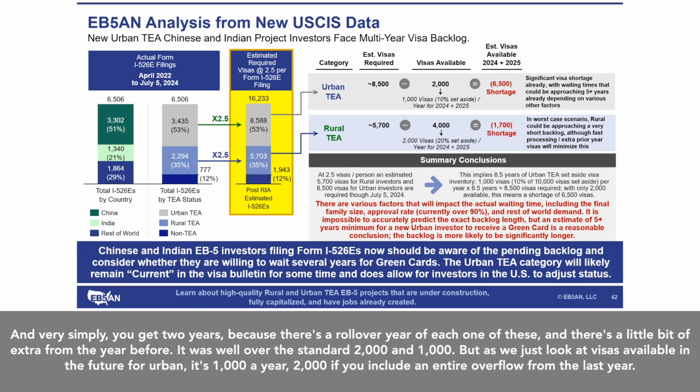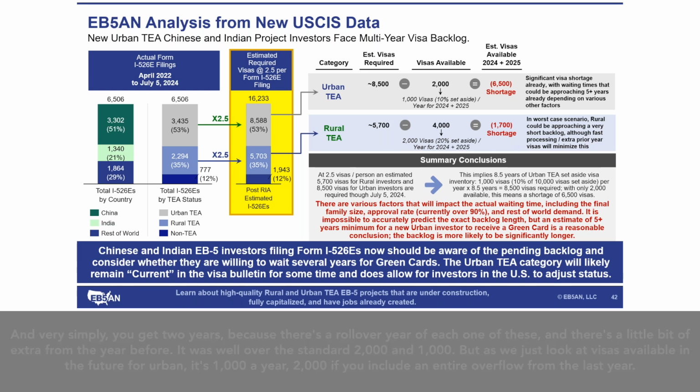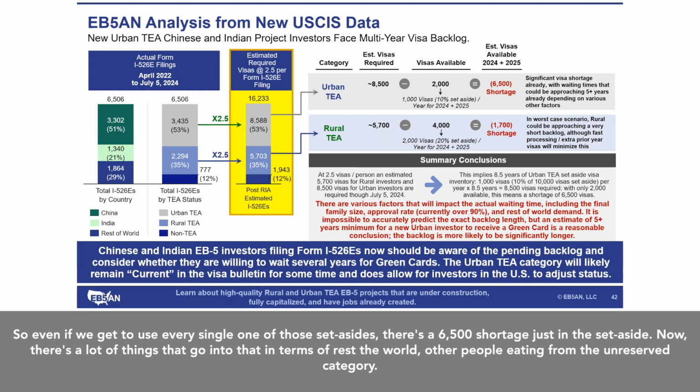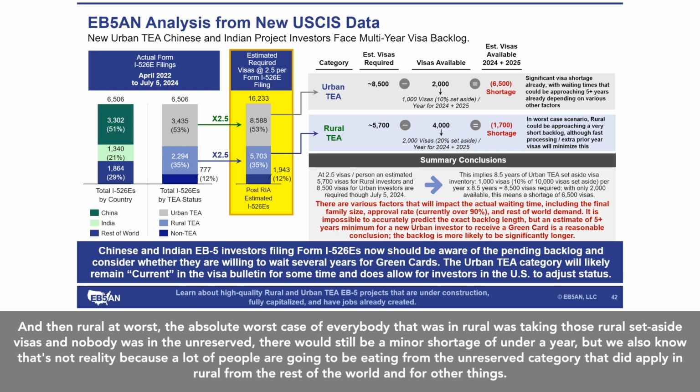But as we look at visas available in the future, for urban it's 1,000 a year, 2,000 if you include an entire overflow from the last year. So even if we get to use every single one of those set-asides, there's a 6,500 shortage just in the set-aside. Now, there are a lot of things that go into that in terms of the rest of the world and other people eating from the unreserved category. And for rural, at worst, the absolute worst case, if everybody in rural was taking those rural set-aside visas and nobody was in the unreserved, there would still be a minor shortage of under a year. But we also know that's not reality, because a lot of people that did apply in rural are going to be eating from the unreserved category, from the rest of the world and for other things.